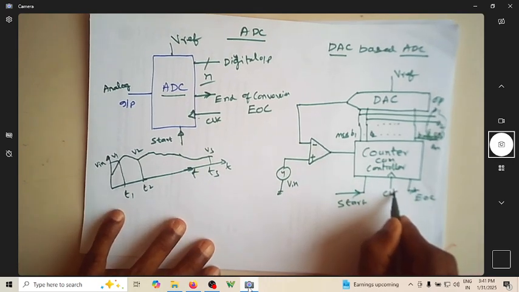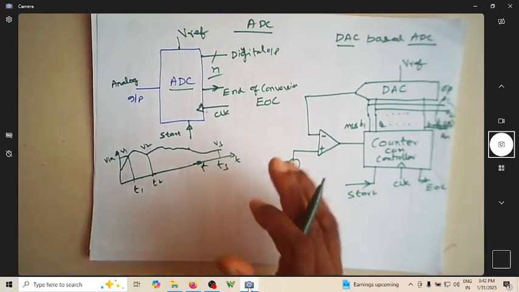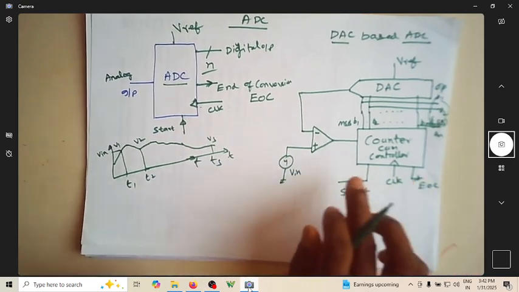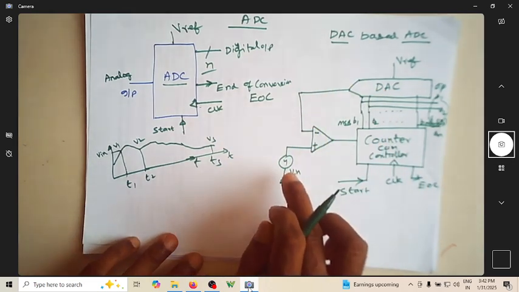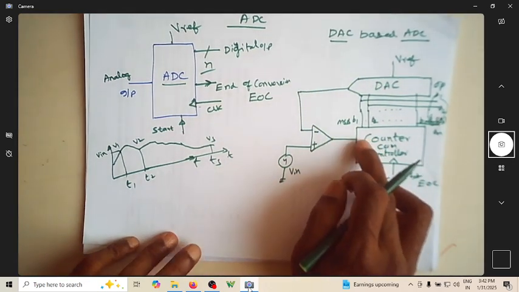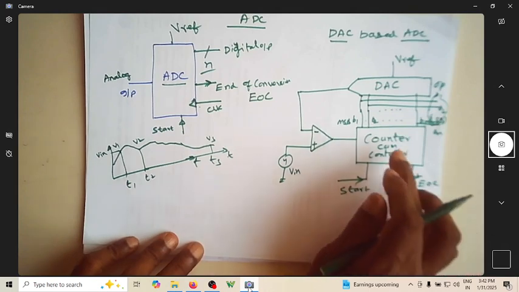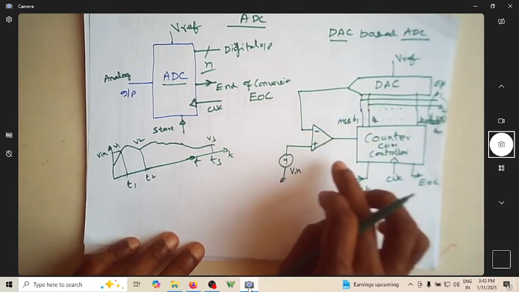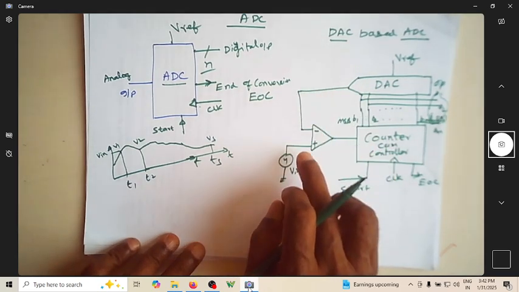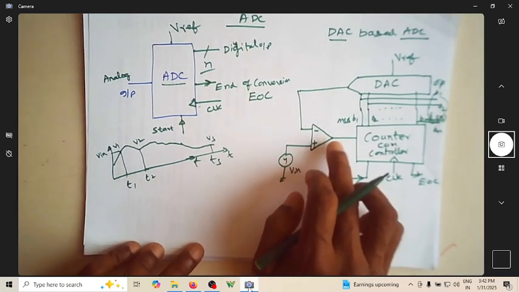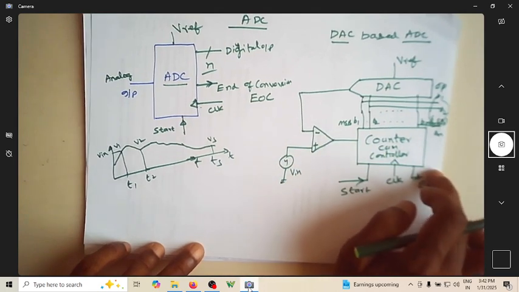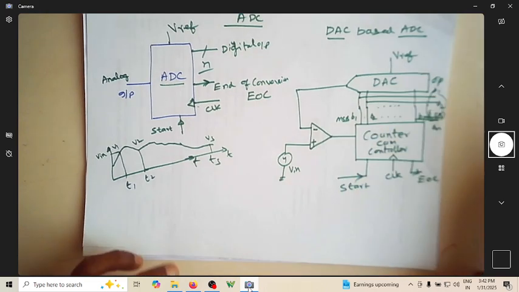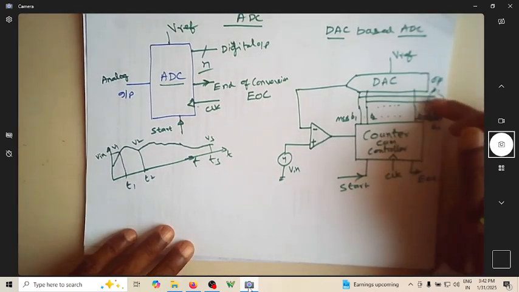Okay, this is the clock. Of course, you know the working of this. As long as this DAC output is less than the input voltage, this counter is allowed to count, and this will keep updating. Once this DAC output becomes slightly greater than the input voltage, it stops the counter. Then an EOC is generated, and you can read the output from this digital output.